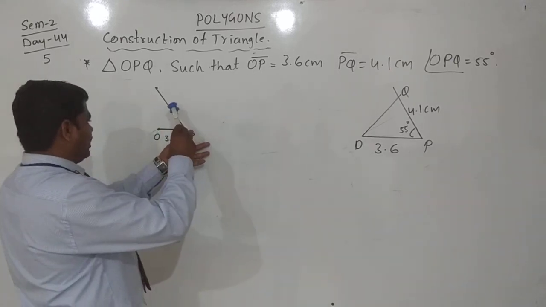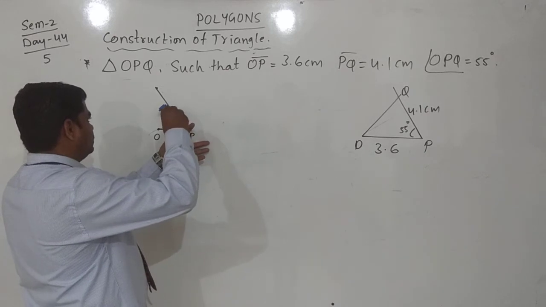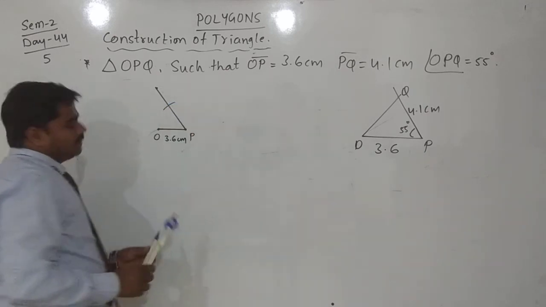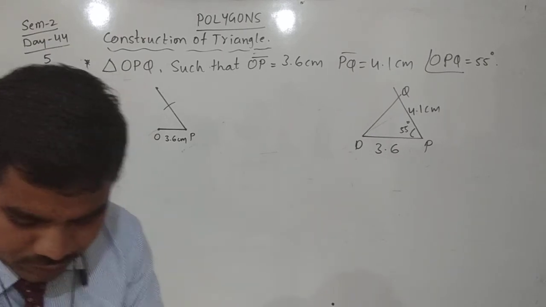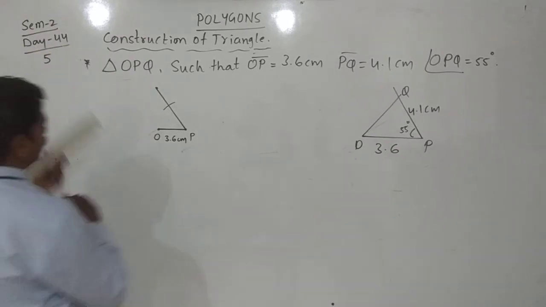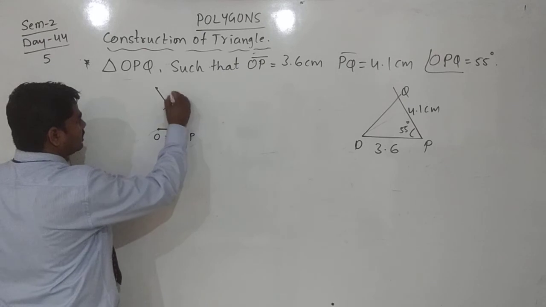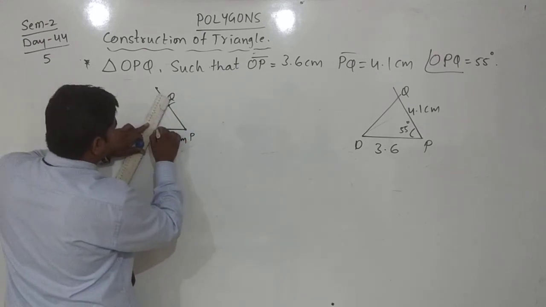Place on P. Draw an arc. Yes, here, where it is cut now, there is a point Q. Draw line OQ. This is Q. Draw line OQ.